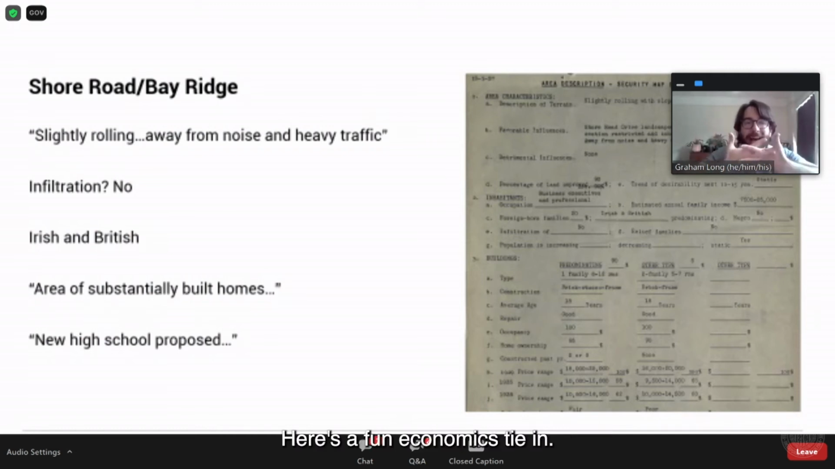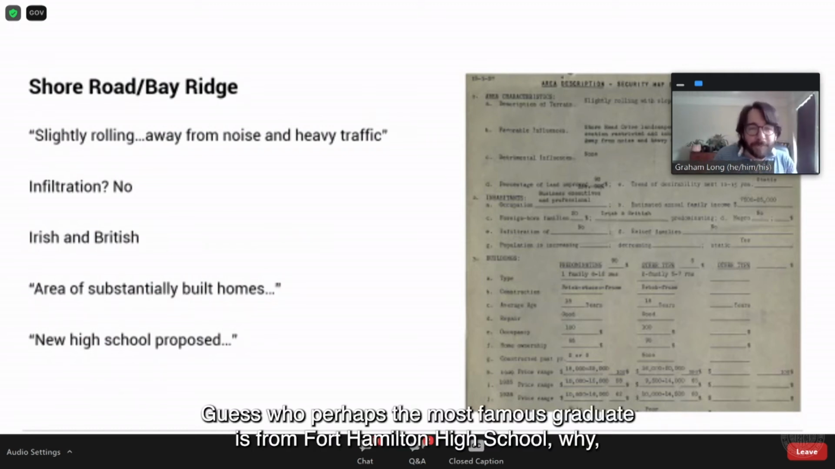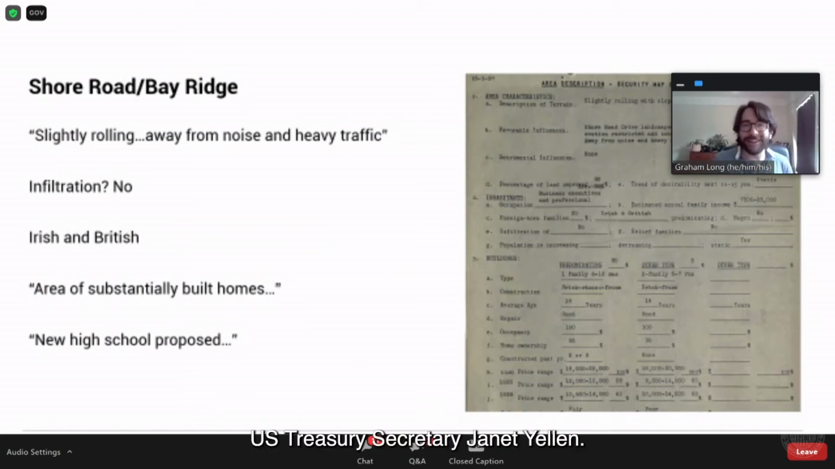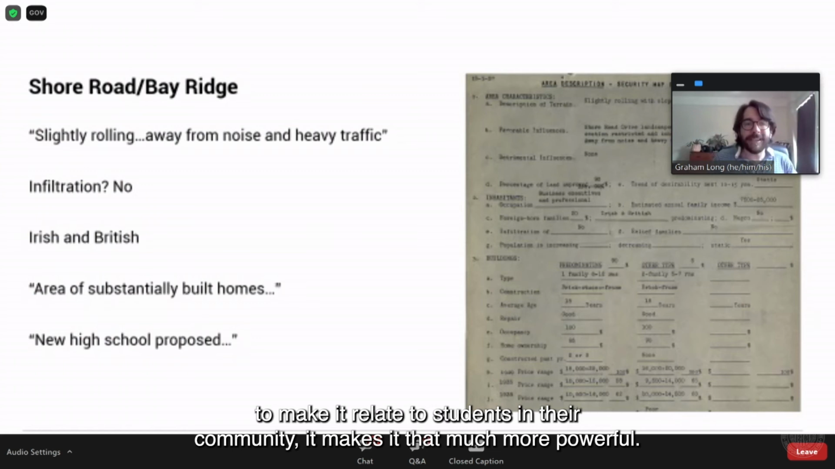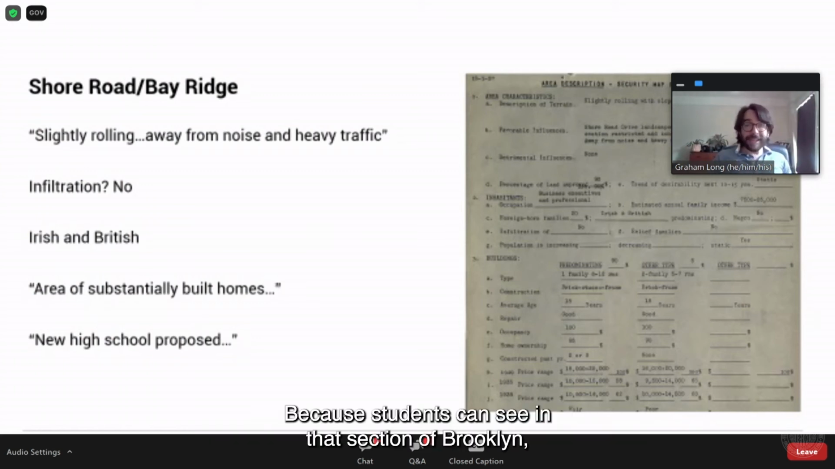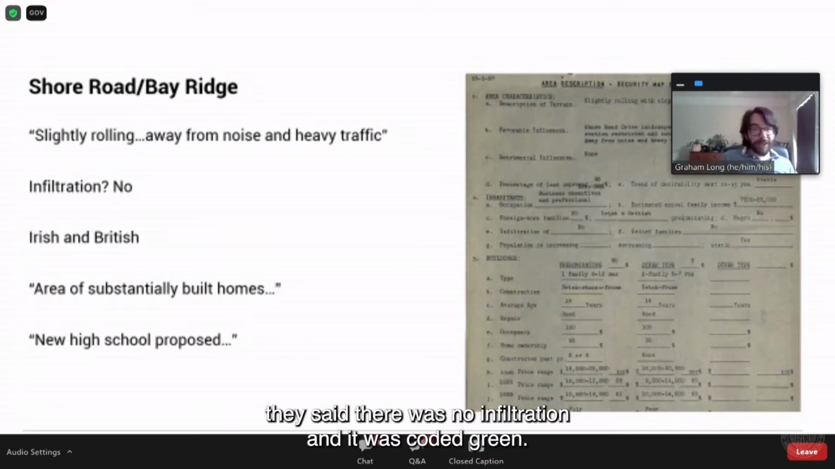Here's a fun economics tie-in. Guess who perhaps the most famous graduate is from Fort Hamilton High School? Why, U.S. Treasury Secretary Janet Yellen. So again, if you can find those fun little anecdotes, those fun little ways to make it relate to students in their community, it makes it that much more powerful. Because students can see in that section of Brooklyn, they said there was no infiltration and it was coded green.